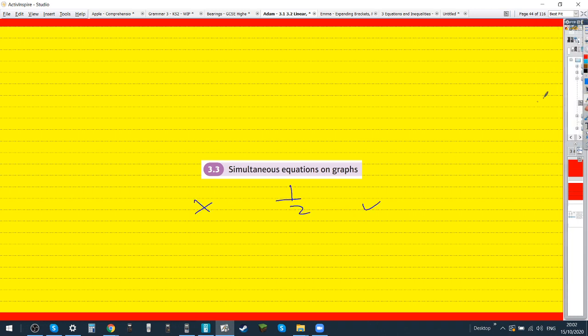Yeah. Simultaneous equations on graphs. Between a tick and a half, probably. Hey, I'm happy with that. Yeah, how was that for you, Adam?